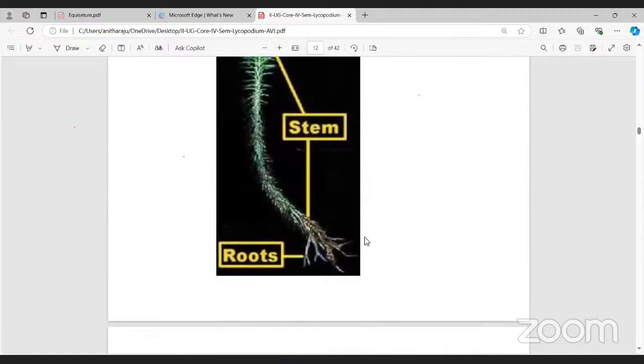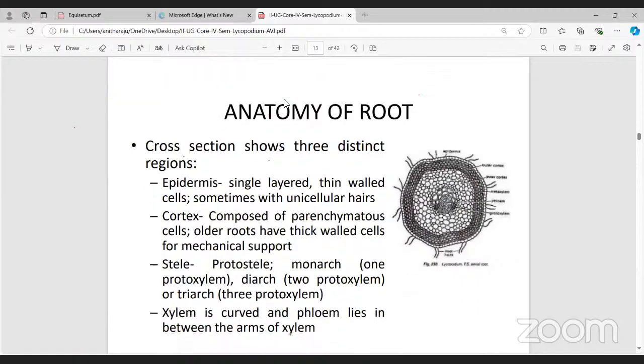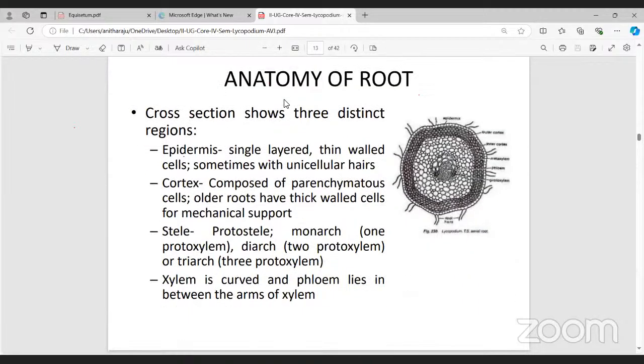So you can see here the stem with leaves and roots, dichotomously branched, adventitious roots, stem with leaf in the diagram. Here is the anatomy of root. It is neither important in theory nor practical. So don't focus on this anatomy of root. But anyway, as a fundamental, remember, in any anatomy there are three regions: epidermis, cortex, and stele. That much is enough. Okay.